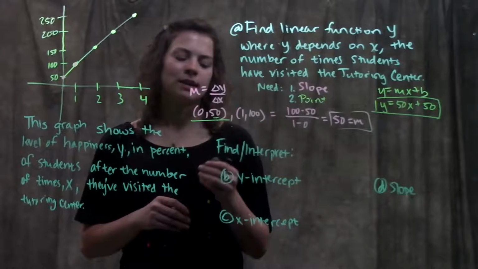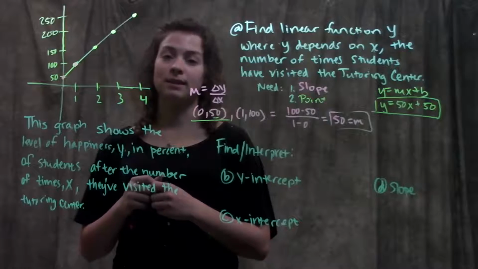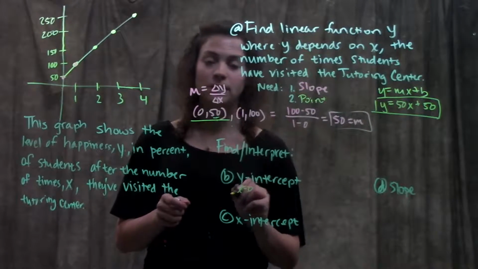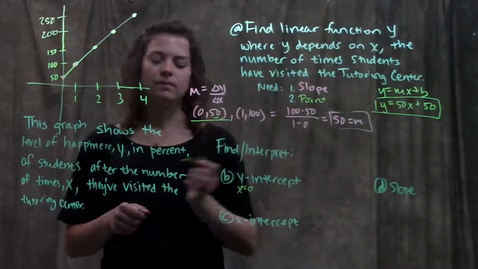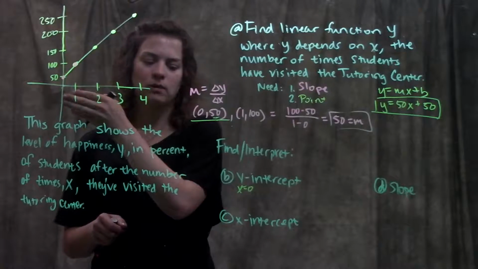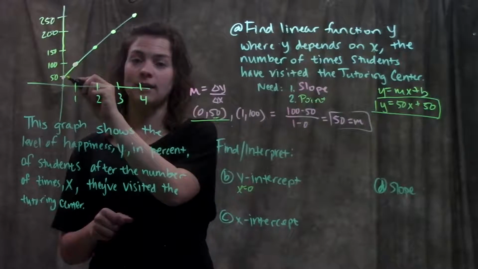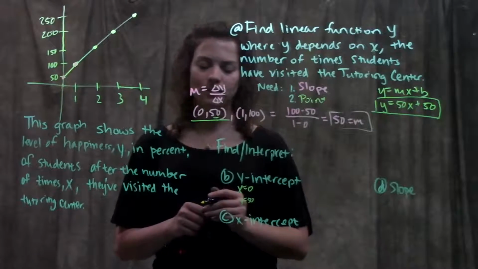The next 3 parts are asking us to find and interpret these values. So part B is asking for the y-intercept. If you remember, y-intercept is wherever x equals 0. So I could go back to my equation, but the graph's a little bit easier for this one. So I'll say, well, x equals 0 here. My y value is at 50. So when x equals 0, y is equal to 50.